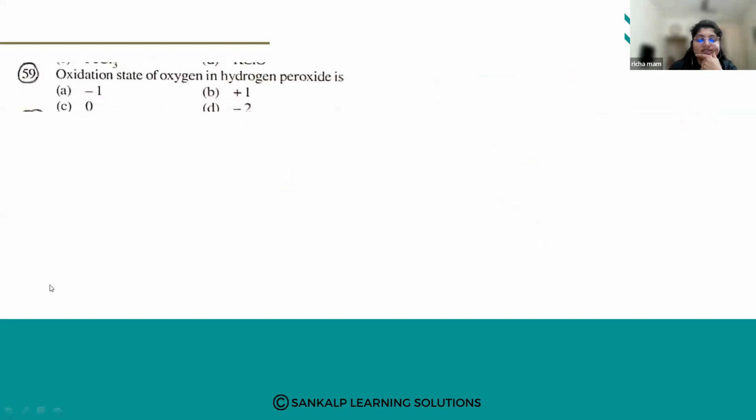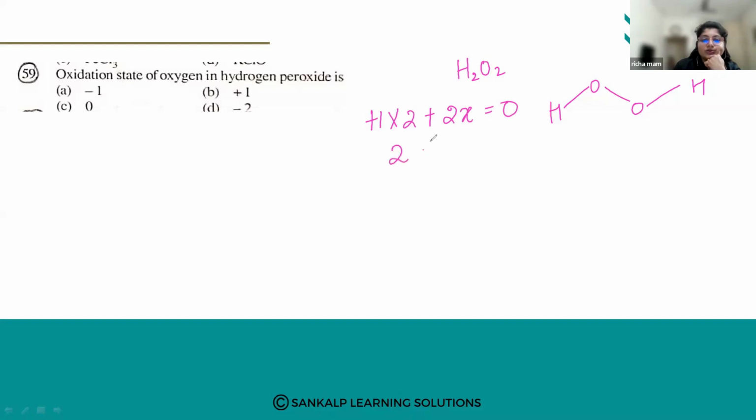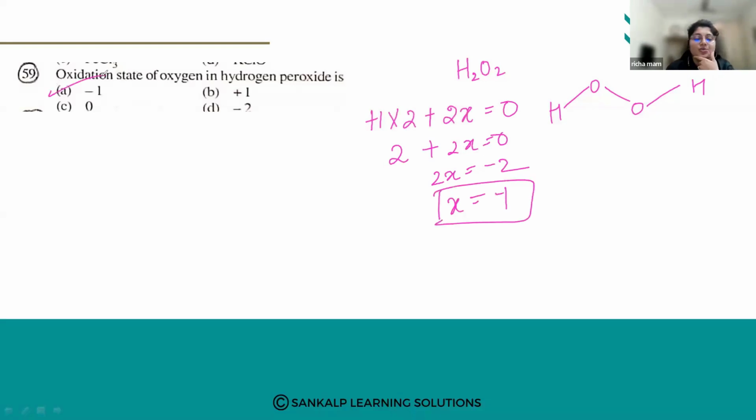Now, what is the oxidation state of oxygen in hydrogen peroxide? Hydrogen peroxide is H2O2. Hydrogen is +1, so +1 into 2 plus 2x is equal to 0. So 2 plus 2x equals 0, 2x equals -2, x equals -1. So what is the oxidation state? Option number A. Are you getting the same, everybody?